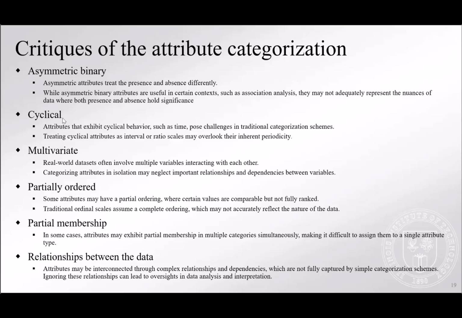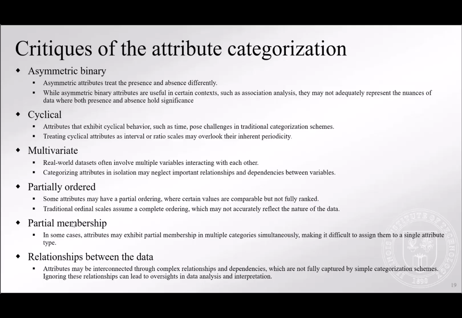Cyclic attributes, like days of the week, months, or directions, where after Sunday comes Monday and after December comes January. There is no true beginning or end, right? Multivariate attributes, where one conceptual attribute is actually composed of multiple values. Partially ordered attributes, where some items can be compared but not all, like a family tree, where you can compare across generations, but not within the same generation.